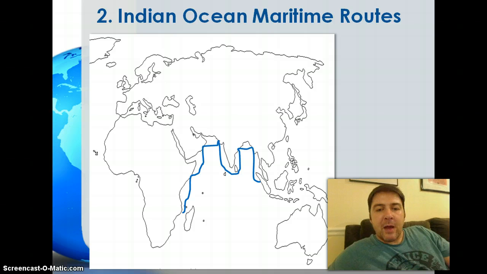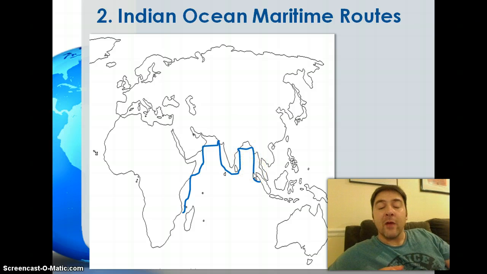The Indian Ocean maritime routes. By maritime, we're referring to the sea. So these were water routes that crisscrossed the Indian Ocean. And these stopped in places along the coast of Africa, along the Arabian Peninsula, around India, and down into southeastern Asia. So the traders and merchants who were doing business on the Indian Ocean maritime routes were largely traveling by boat across the Indian Ocean.